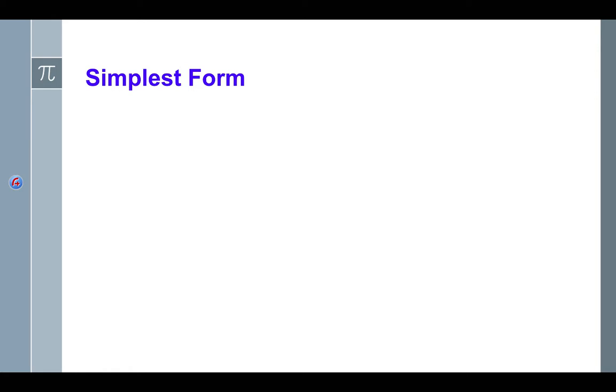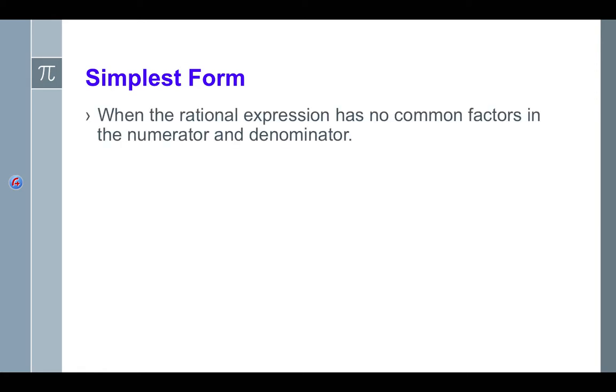All right, so let's see first what it means to be in simplest form. Since a rational function or a rational expression is just a fraction, it means it's going to be in the simplest fraction form, and that just means when there are no common factors in the numerator and in the denominator.